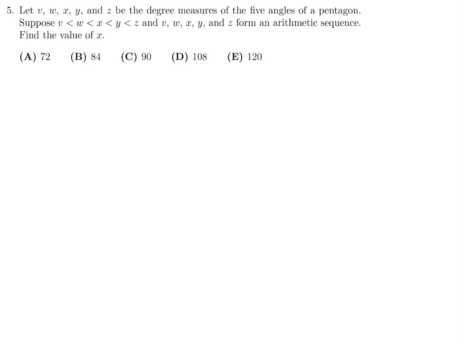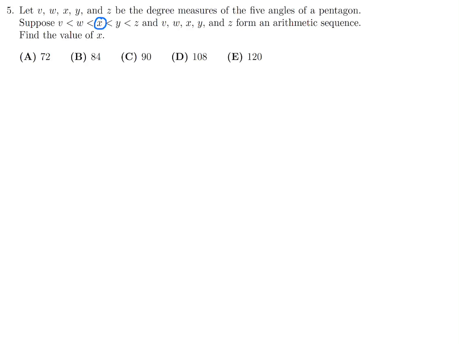Let V, W, X, Y, and Z be the degree measures of 5 angles of a pentagon. Suppose V is less than W, is less than X, is less than Y, is less than Z, and V, W, X, Y, and Z form an arithmetic sequence. Find the value of X. So find this guy right here in the middle.